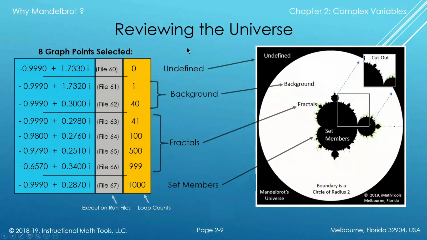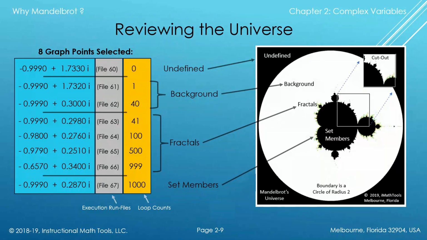To go one step further and to help with our understanding of what's really going on inside the recursive equation, let's review Mandelbrot's universe. It consists of everything in the world is undefined except for his circle of radius 2. It's the only thing meaningful in Mandelbrot's universe. Outside the circle of radius 2 doesn't exist. Inside, we have three things. We have backgrounds, which is depicted by the white pixels. We have fractals, which are on the borderland between the white and the black. And we have set members, which are pure black pixels.